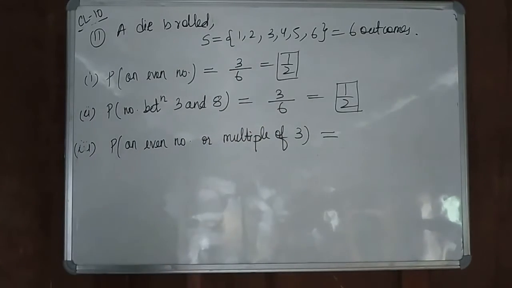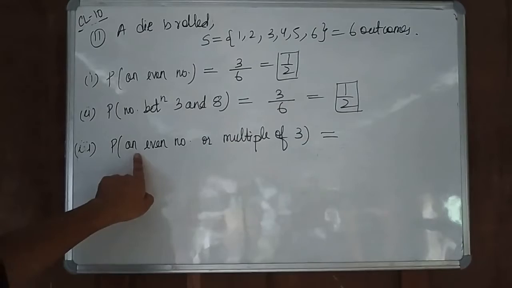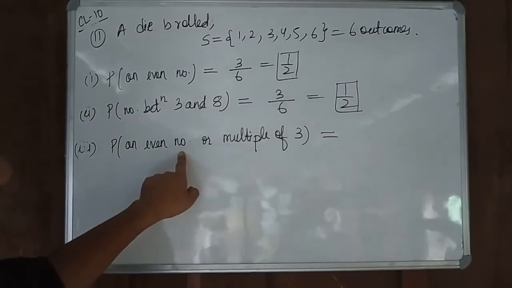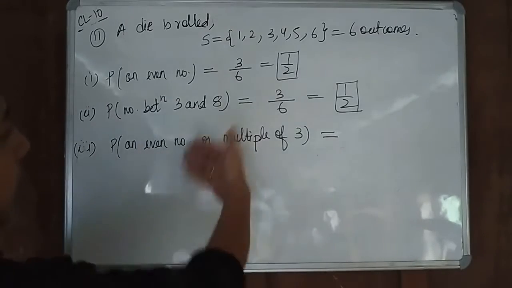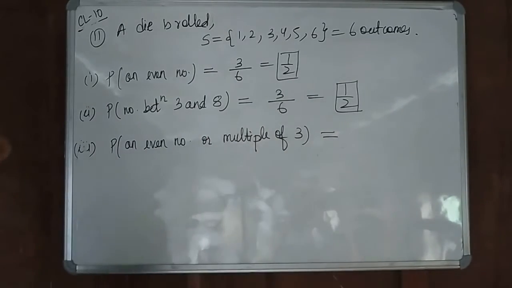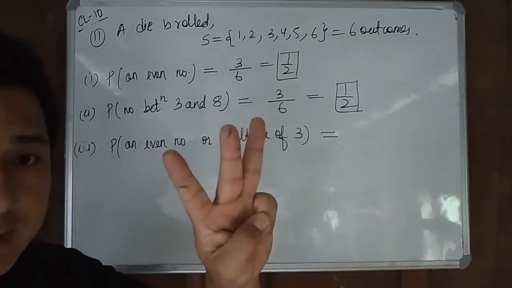The third one is very interesting. Probability of getting an even number or a multiple of 3. See, both has to be there, okay? Even number or a multiple of 3. So even numbers are 2, 4, 6, so 3 chances.